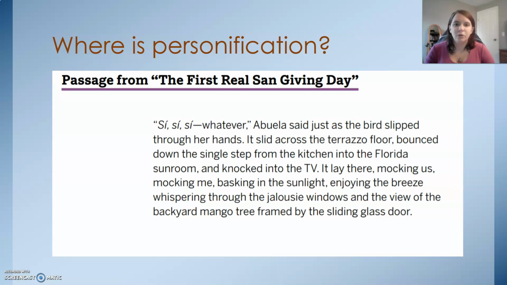Well, the non-human thing here is the turkey. And here they're actually saying that it's mocking them. Is the turkey going, ha, you can't cook me? No. It's mocking them because they keep dropping it and slipping, and it just seems like it just doesn't want to do what they want it to do. The turkey can't bask in the sunlight. It can't enjoy a breeze. It can't whisper. Those are the human qualities that they're giving it. So those are examples of that personification.